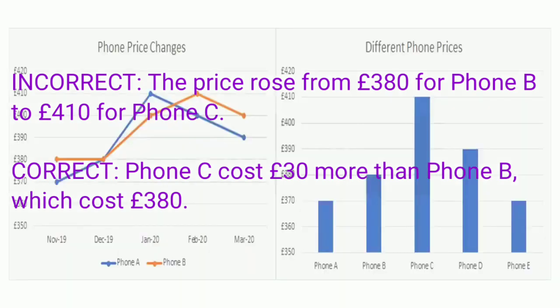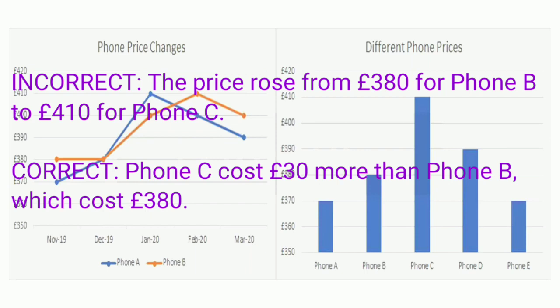If you write, the price rose from £380 for phone B to £410 for phone C, then the sentence is wrong, because in this there is no change. The changes are according to the product and the time is the same. So you cannot use increase, decrease or the language that we use in a line chart. In a line chart the trends move according to the progression. So in this bar chart you cannot use the progression thing. I hope you understood this criteria.